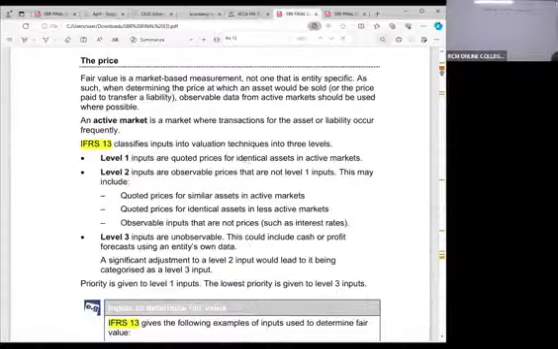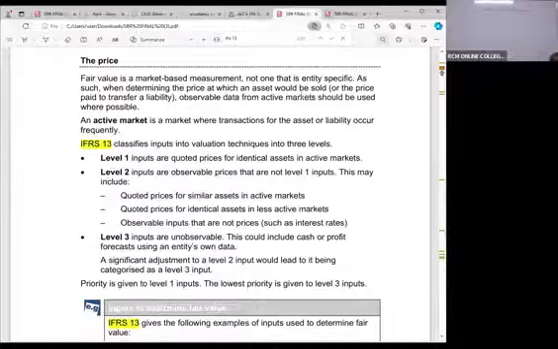Fair value is a market-based measurement, not one that is entity specific. As such, when determining the price at which an asset would be sold, or the price paid to transfer a liability, observable data from active markets should be used where possible.